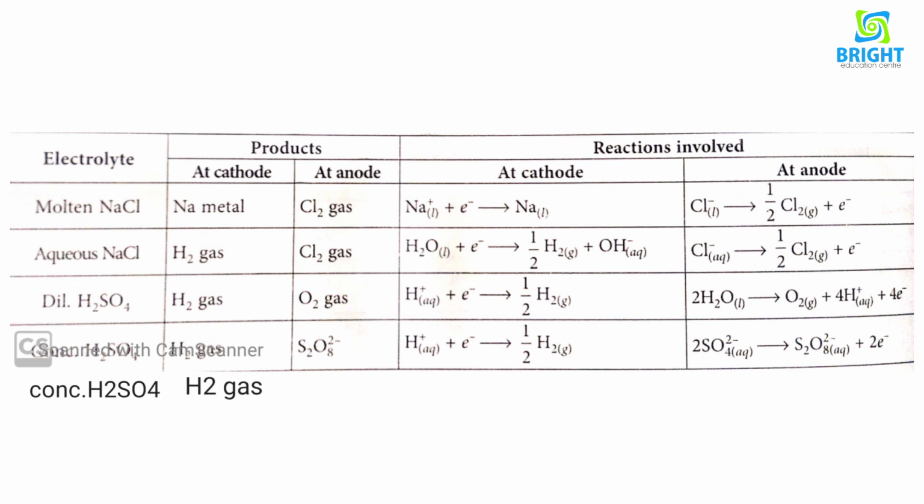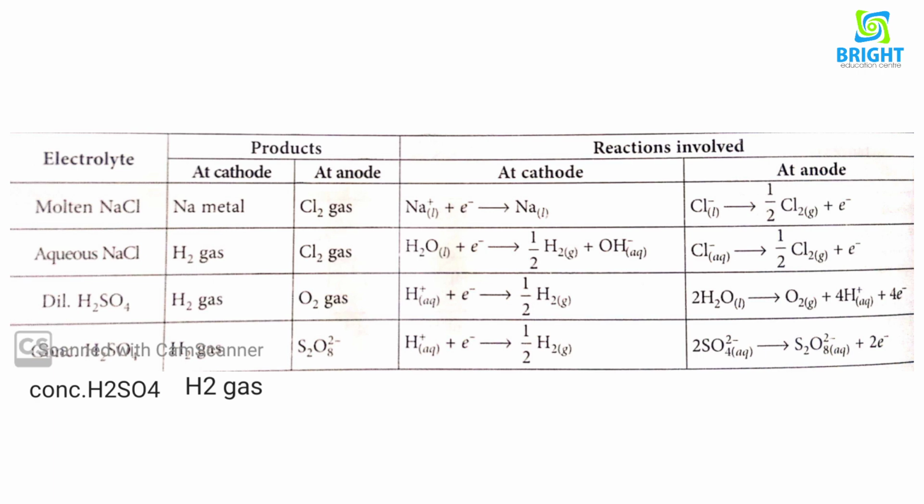If it is molten NaCl, chlorine will be liberated at the anode. Aqueous NaCl, chlorine will be liberated at the anode. The negative ion will go to the positive electrode, that is the anode. Then dilute H2SO4, oxygen will be liberated at the anode, and concentrated H2SO4, that is H2S2O8, will be liberated at the anode. So I'm giving the reactions at anode and cathode. Go through this and study the whole reaction.